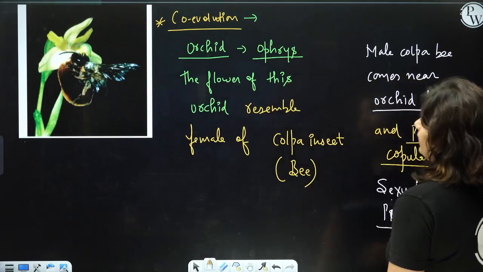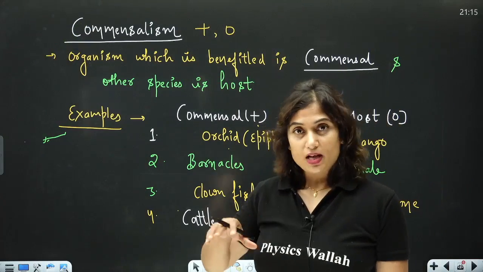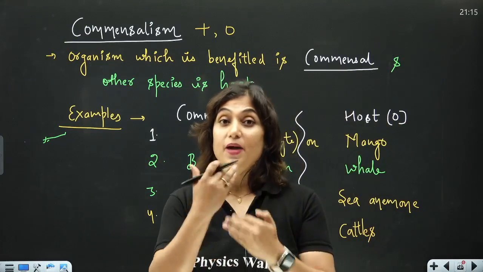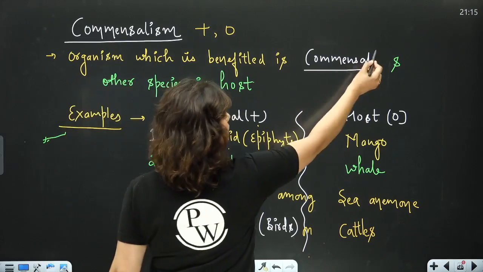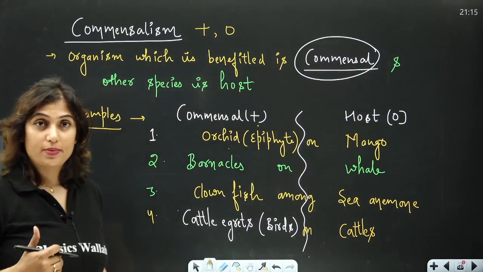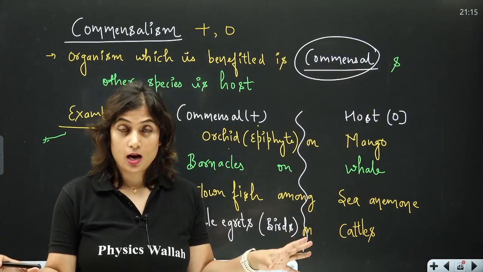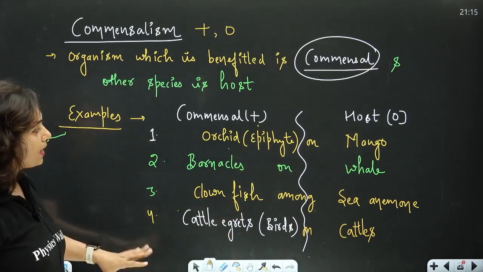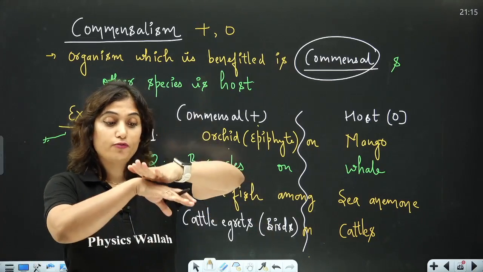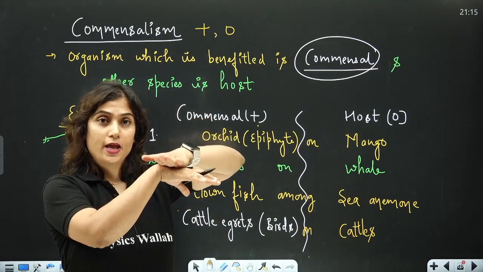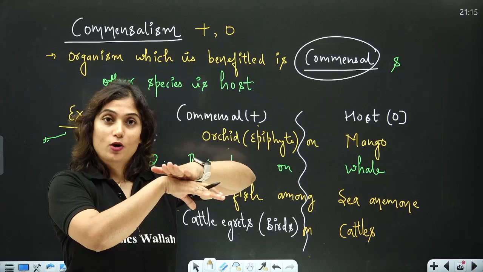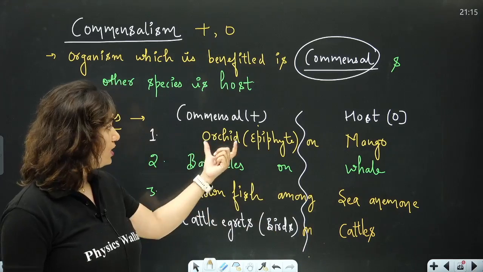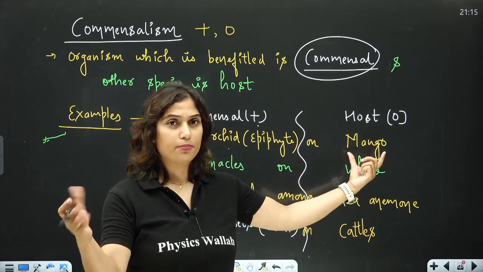Okay, now let's move to commensalism. It's a +0 relationship where the one organism which is getting benefited is called the commensal. The organism which is benefited is the commensal, and the other organism is neither harmed nor benefited. So it's on the 0 side. The important examples are orchids. Orchids are often found on the mango for space. So the orchid is getting benefited because it is getting the space, but the mango is neither harmed nor benefited. So the orchid is a commensal and the mango has no harm, no benefit.